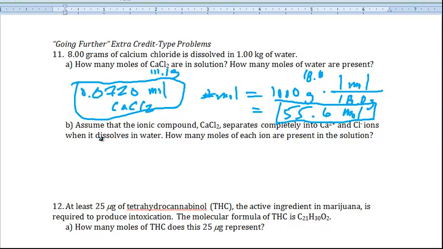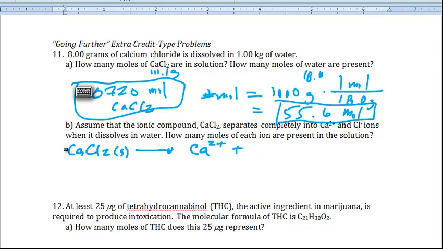Now, part B, it says, assume that the ionic compound calcium chloride separates completely into calcium and chloride ions when it dissolves into water. How many moles of each ion are present in solution? Okay, well, let's look at the process of calcium chloride dissolving. First it goes from a solid into solution, and when it does that, it's basically like converting a balanced chemical equation to the complete ionic equation.